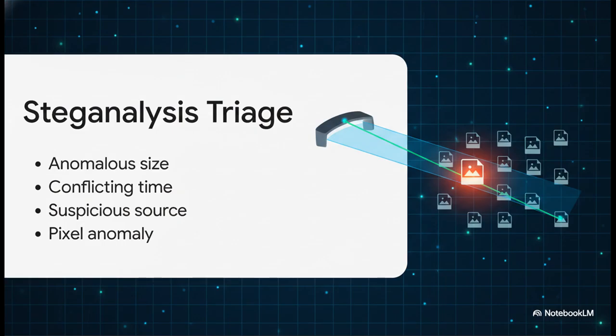Faced with a massive corpus of images, say a seized hard drive with 10,000 photos, an examiner obviously can't check them all manually. They have to rely on statistical steganalysis tools to triage. They're looking for files that are anomalously large for their visual resolution, or maybe they have conflicting metadata timestamps. Most importantly, tools like StegDetect analyze the mathematical anomalies in pixel distributions. An unmodified natural image has very predictable pixel patterns, but an image stuffed with hidden data shows statistical anomalies that the human eye cannot perceive, but the algorithm catches immediately.